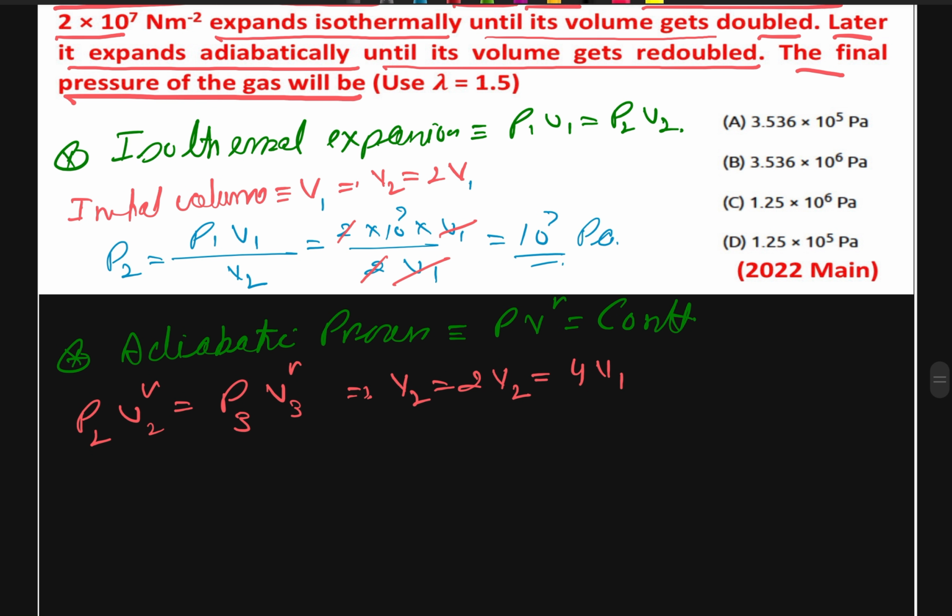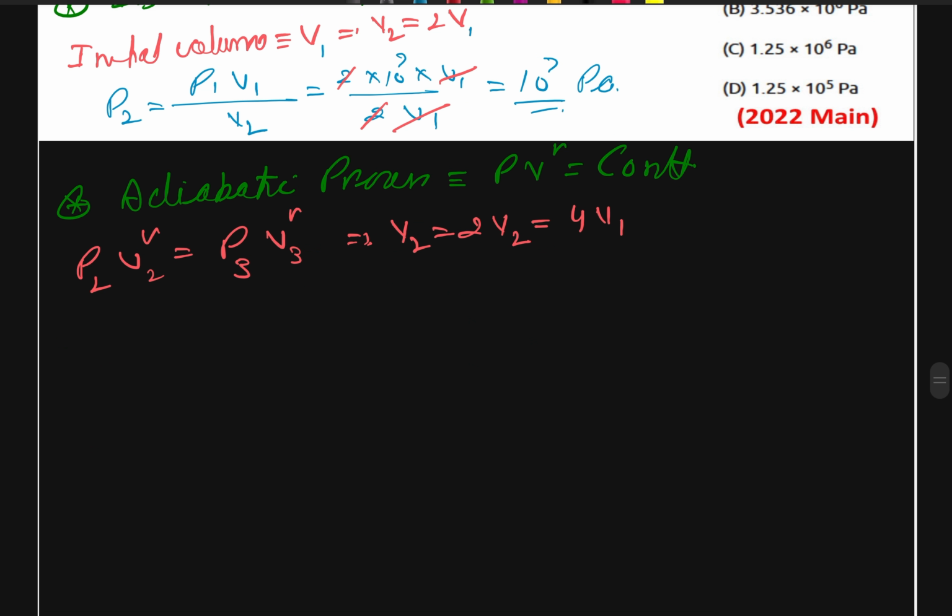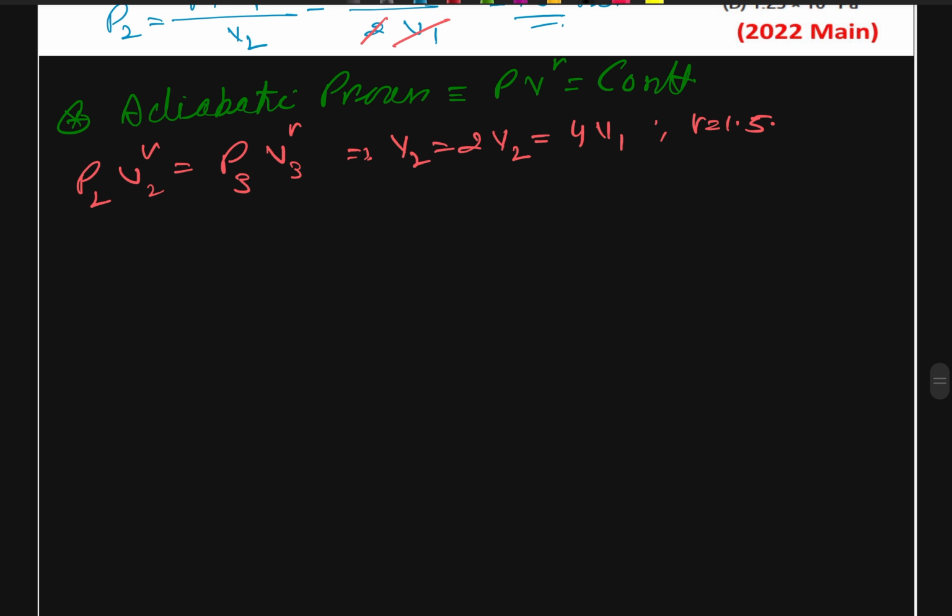Gamma is given as 1.5. So from here we can write that our P3 will be equal to P2 times V2 upon V3 whole raised to power gamma.